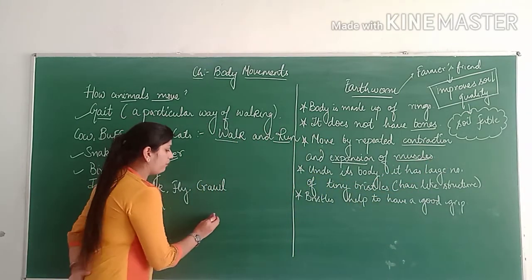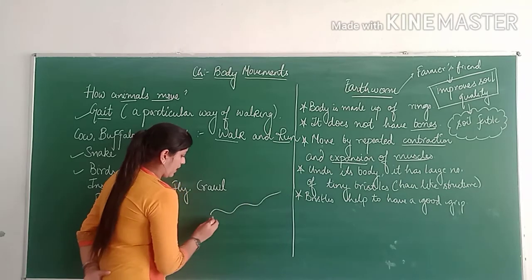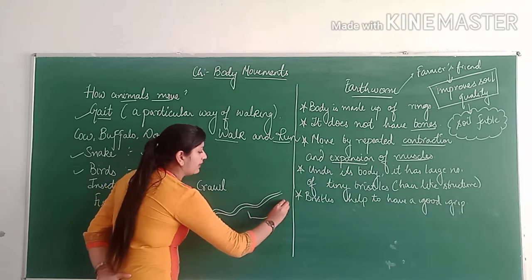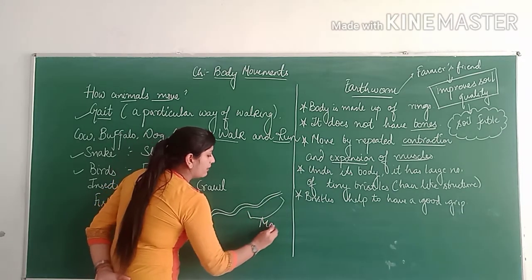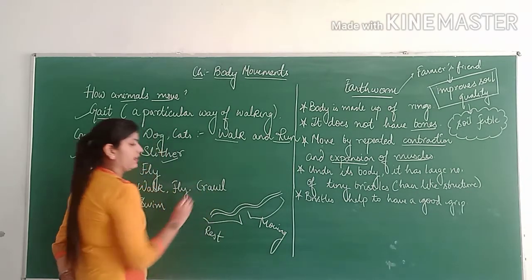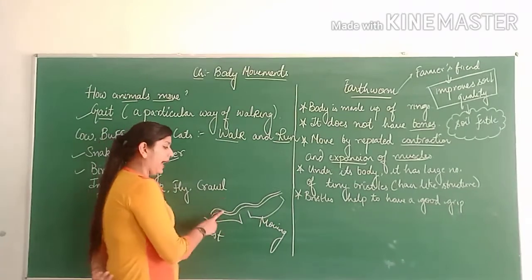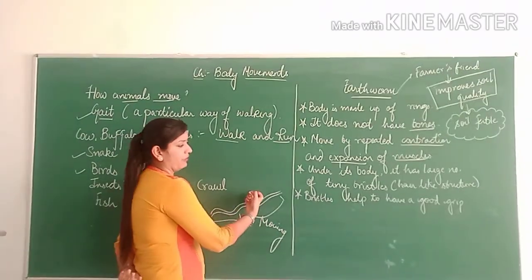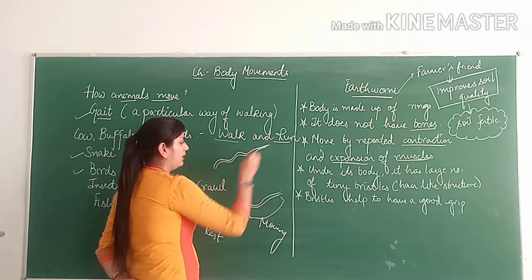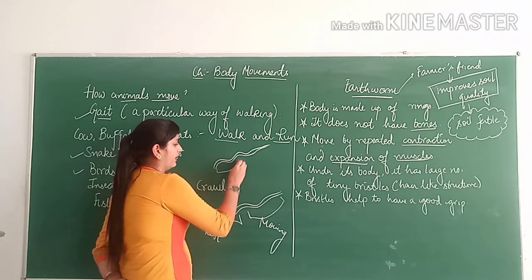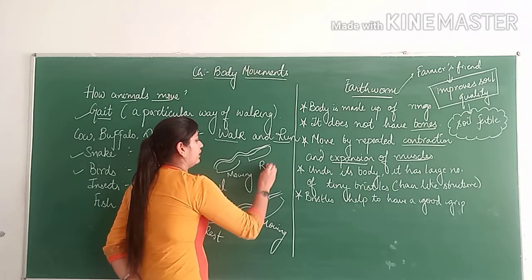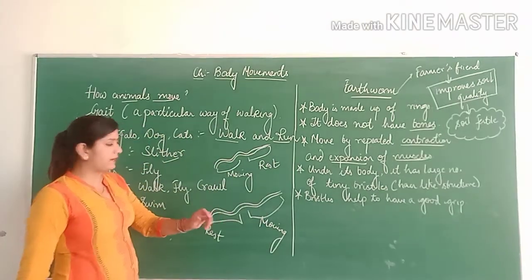What happens in an earthworm's body? Suppose this is an earthworm. When the front part is moving, the back part will be at rest. But when the back part is moving, the front part will be at rest. For example, if the back part is moving, then the front part will be at rest. Again, I will explain.